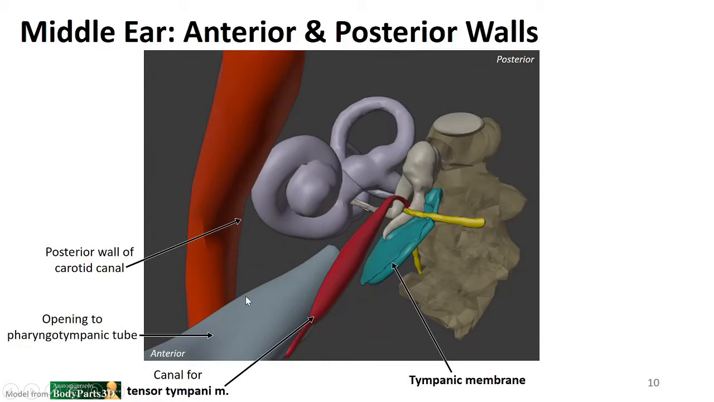The other structure we find on the anterior wall is the carotid canal. So again, we're seeing the internal carotid artery here, not necessarily the bony carotid canal, but you get the idea of how this would then sit anterior to the middle ear structures here.